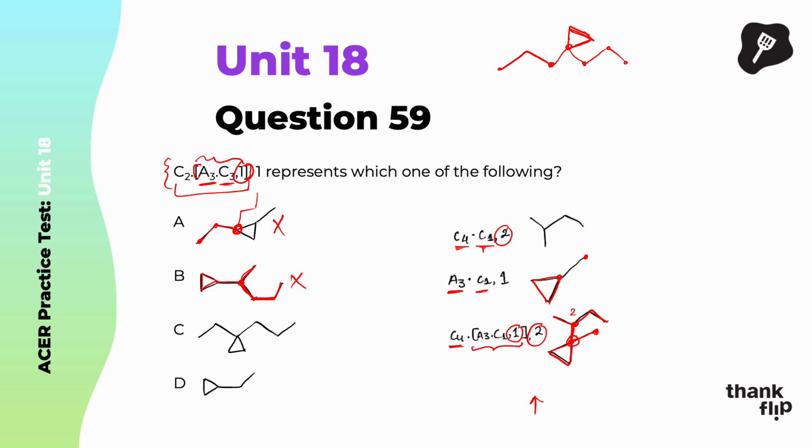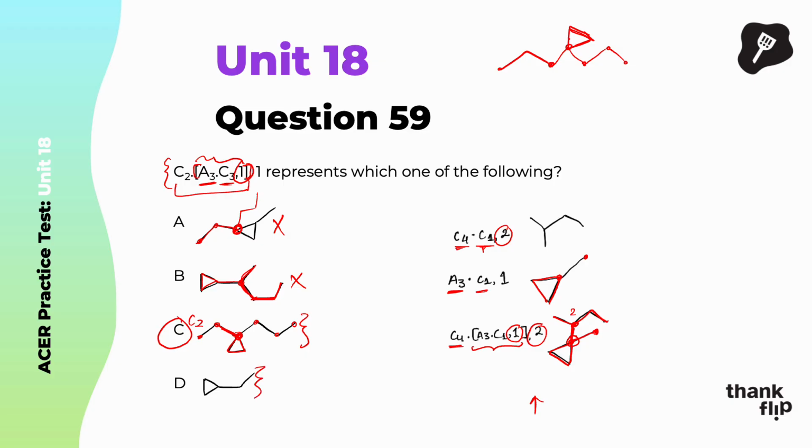Now looking at option C, we have 1 and 2. So that's our C2. Then we have our A3 attached here. And coming off from position 1 of A3, we have 1, 2, 3, a 3-carbon chain. And so this matches the description of what we're looking for. So this is the correct option.